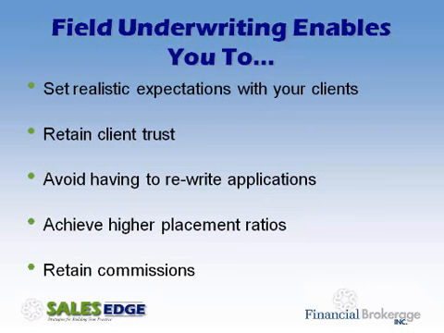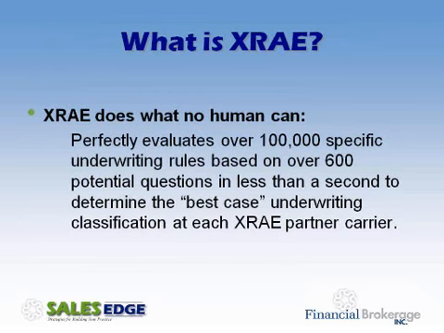And so they're having to rewrite the application down the road after we're 30 days into the process. So with these tools that we have, we're able to avoid having to rewrite those applications and write it with the correct carrier day one. With that, you're also able to achieve much higher placement ratios because, again, we're not having to not take certain applications, and you're able to place it with the applicable carrier the first time around. And by doing that, the agent is able to retain their commissions.